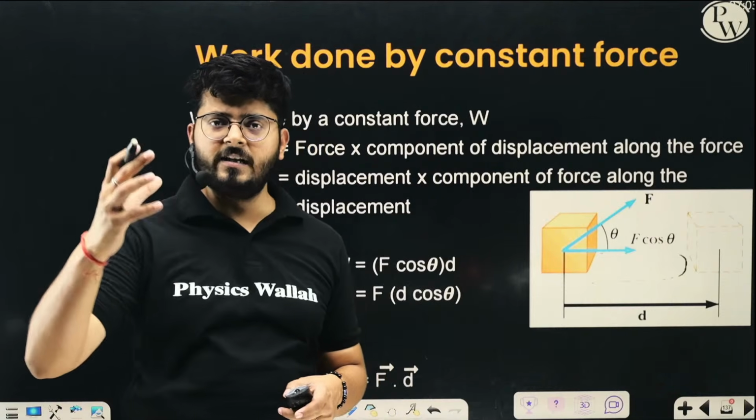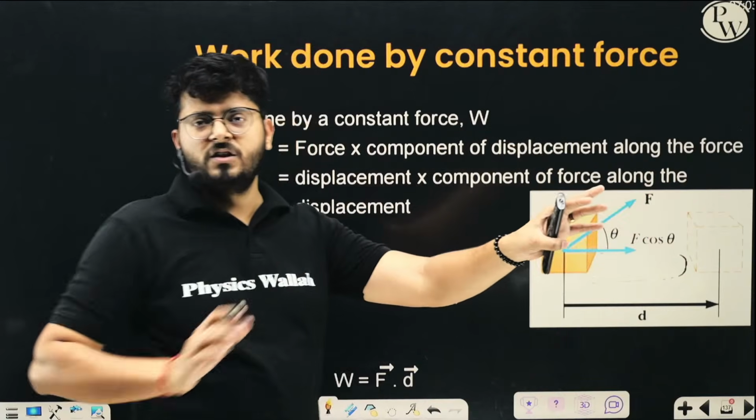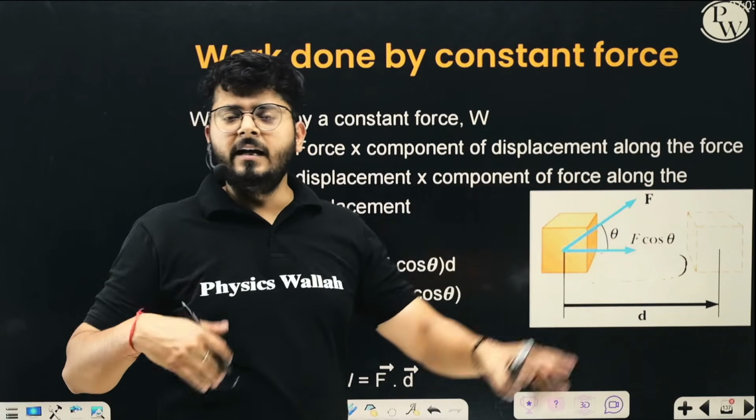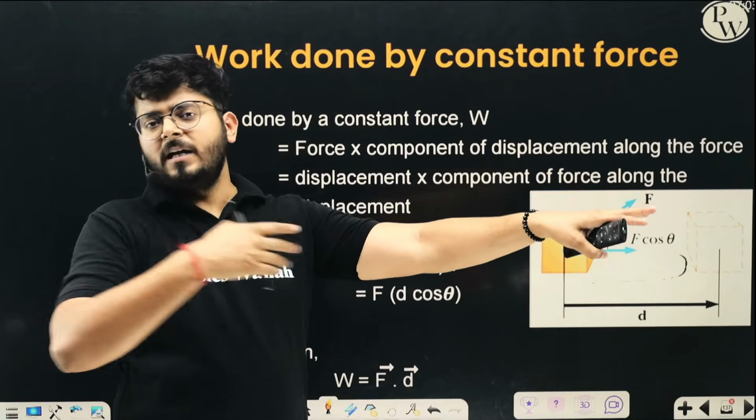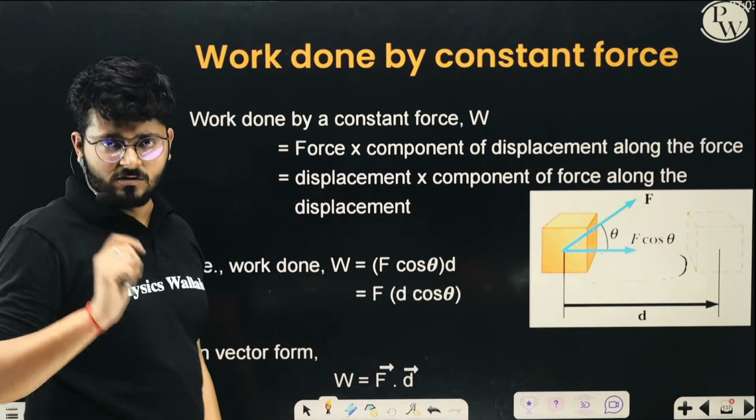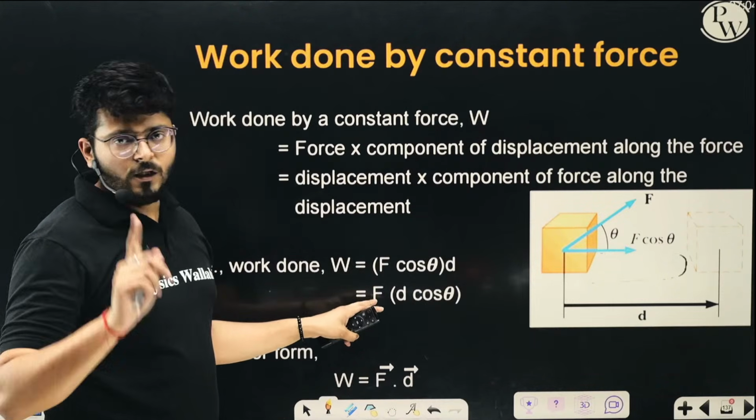If a constant force is acting on the body, it displaces the body from the initial place to a new place. The displacement is d. Then the work done will be Fd. If the force is making an angle theta with the displacement, the work done will be Fd cos theta, right? In this formula, we can put one value of force, right?